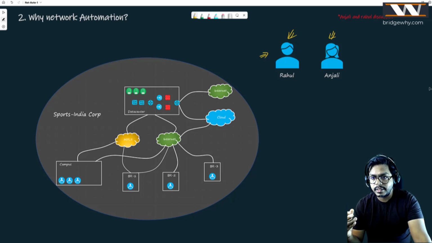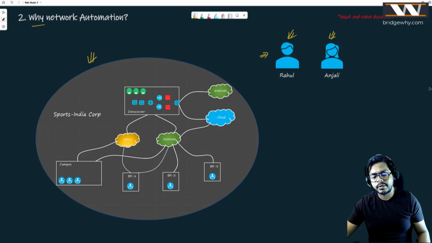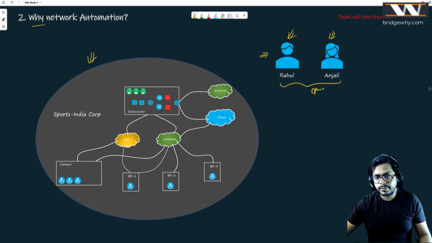They also know SD-WAN, and now they have been placed into one of the organizations. The name is Sports India Corporation, right? And by the way, we are talking about why network automation, right? So we have two fictitious characters here, Rahul and Anjali. We have a fictitious company also, Sports India Corporation, and these two characters got placed here, and they are in operations. They have a pretty solid understanding of the network, right?